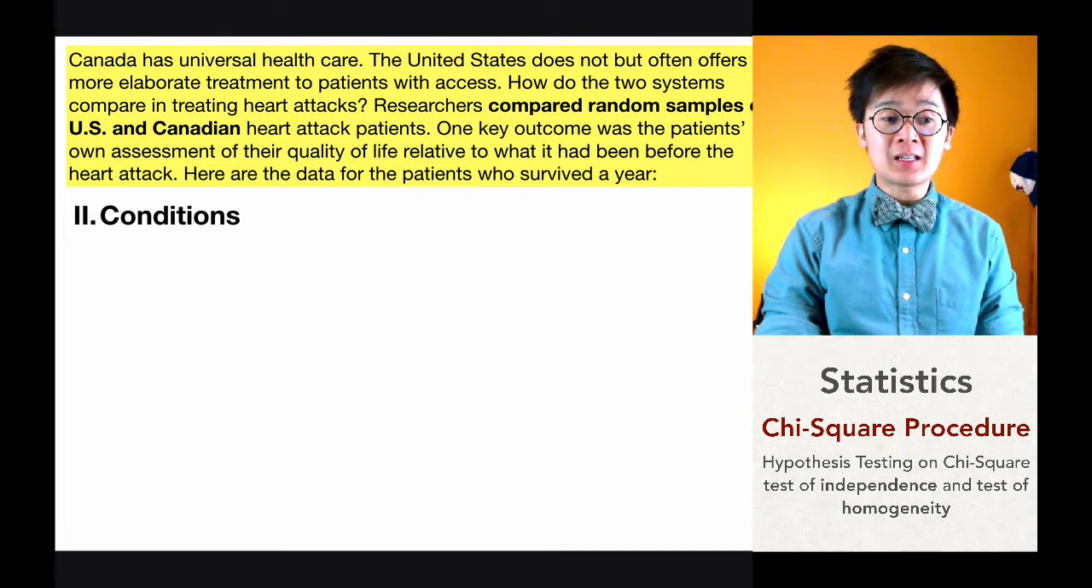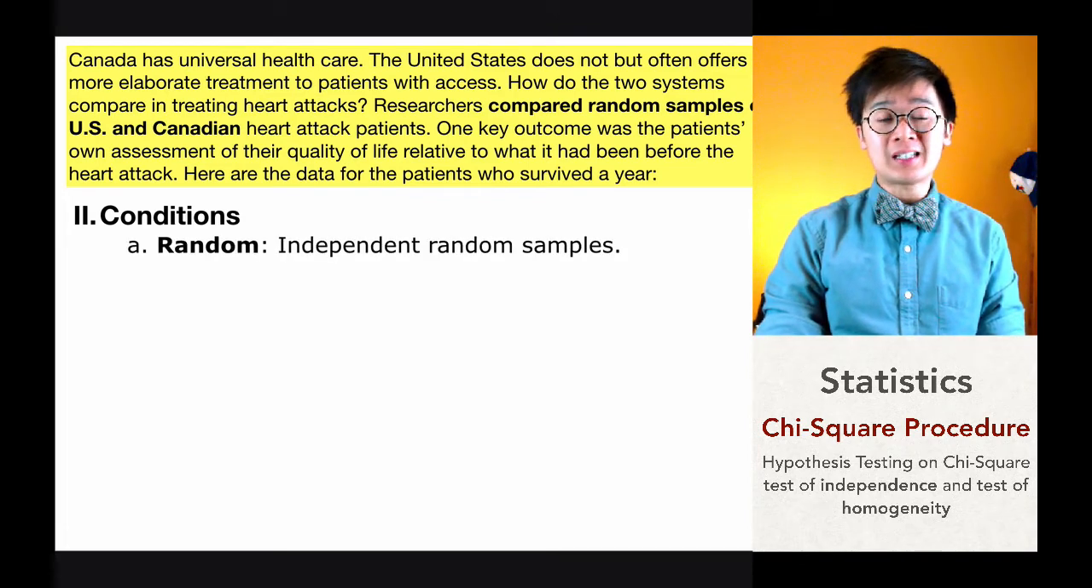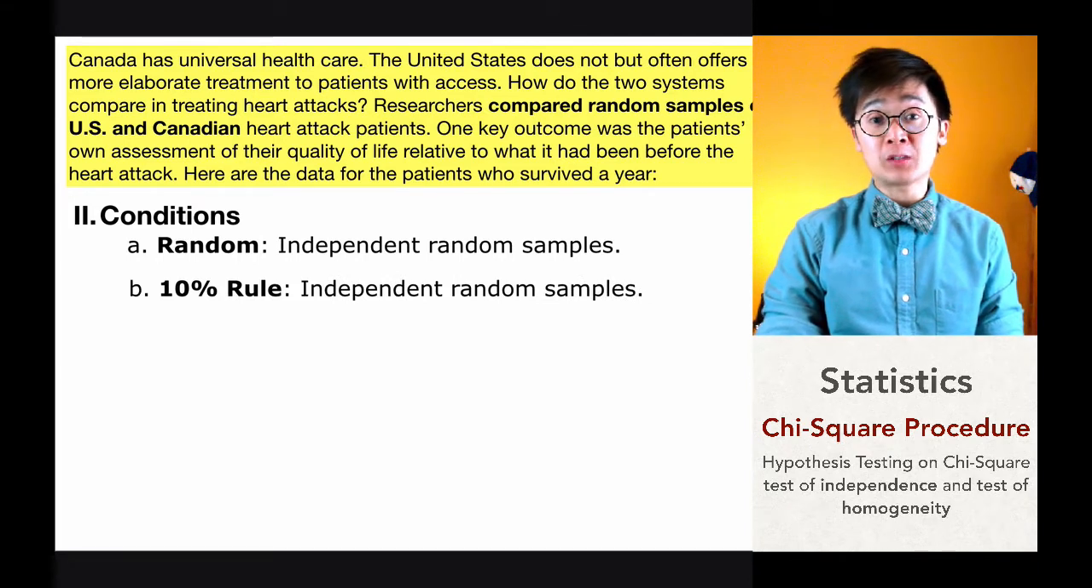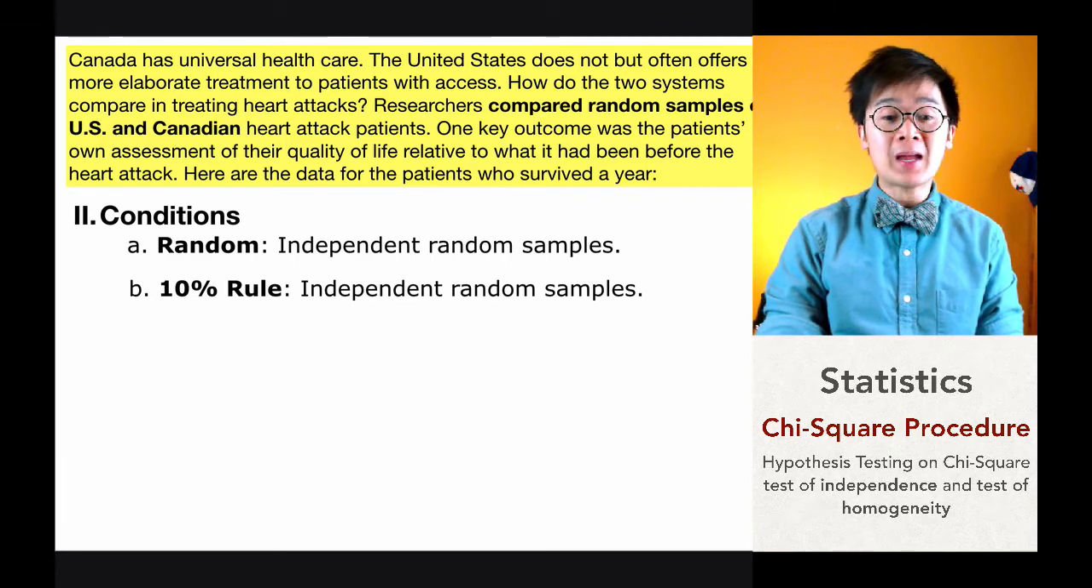And in this case, it is specifically written in our case that it came from an independent random sample. So this particular condition is now satisfied. Now for the second condition, we're going to work on the 10% rule or independence. In this condition, we know that the samples were randomly selected and they're both independent.